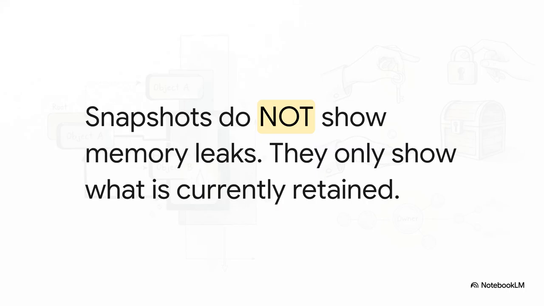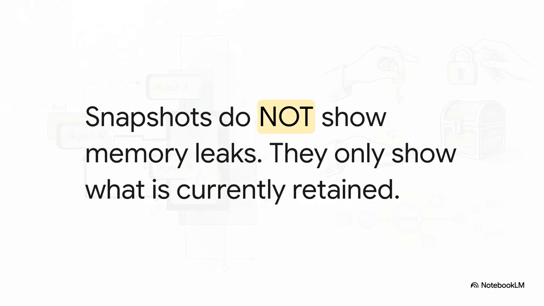To make sense of this, we need to completely bust a massive myth right here, right now. Snapshots do not show memory leaks. I know it sounds crazy, but a heap snapshot only shows what memory is currently retained at that exact, precise millisecond in time. And retained memory is not automatically leaked memory. Think about it. If you have a cache that's intentionally holding on to active user session data, that's retained memory literally just doing its job.